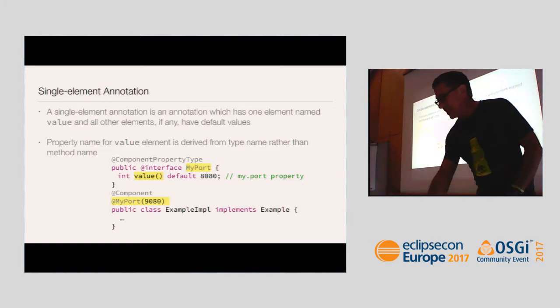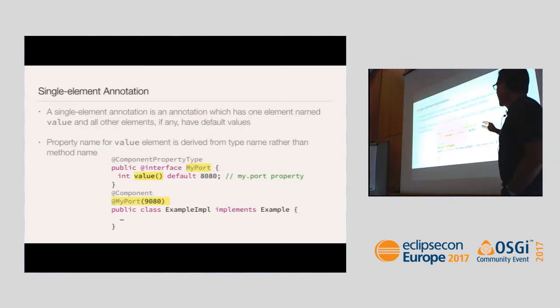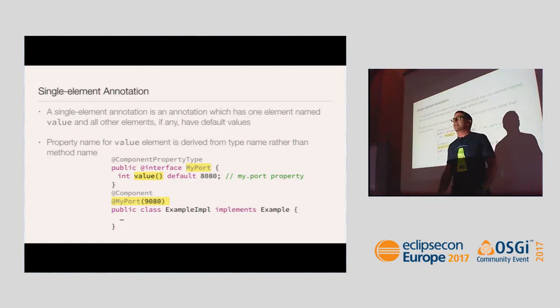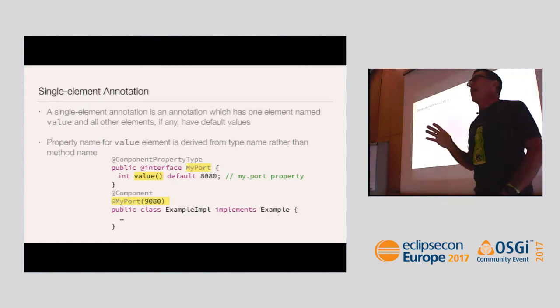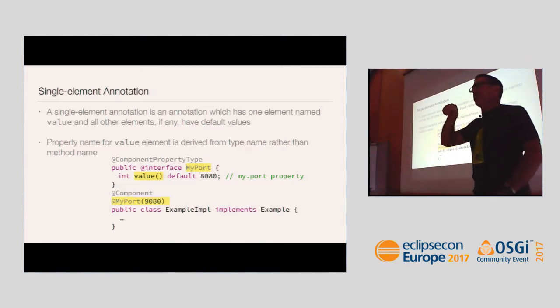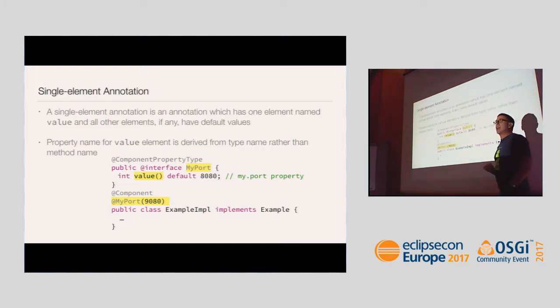You don't have to say, my port equals. And so what we do in single element annotations is instead of using the name value for the property, which would sort of get redundant if everyone did that, we derive the name of the property from the name of the single element annotations. So we have some slightly different mapping rules where we lowercase all the letters and we insert a period between the lower to upper junction. And so you end up with the same myPort property again.